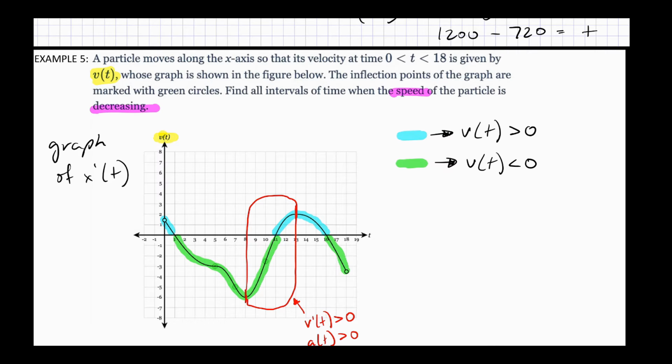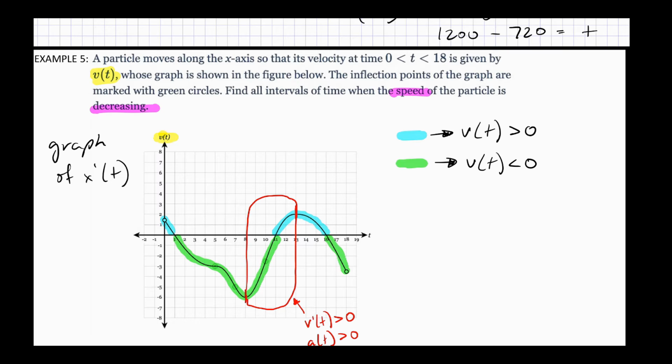What does speed decreasing mean? There's two things that have to happen. Actually, two things and two things, right? Two separate situations. What's the first one? Vice versa, right? Opposite signs. Okay, so let's do positive velocity first.